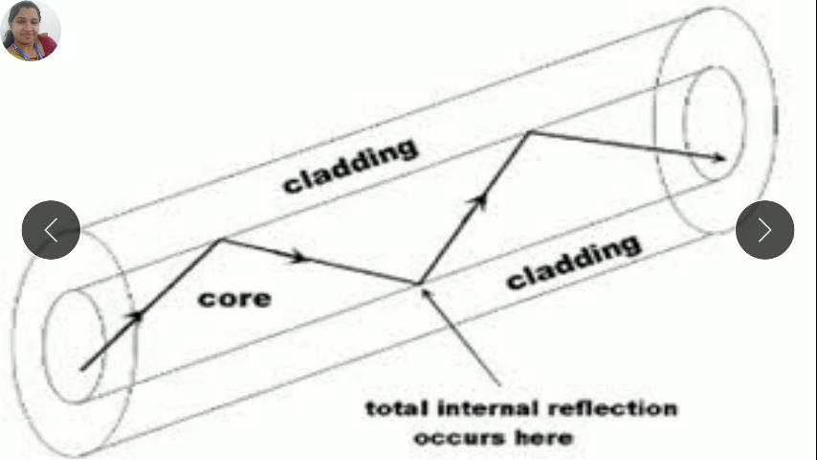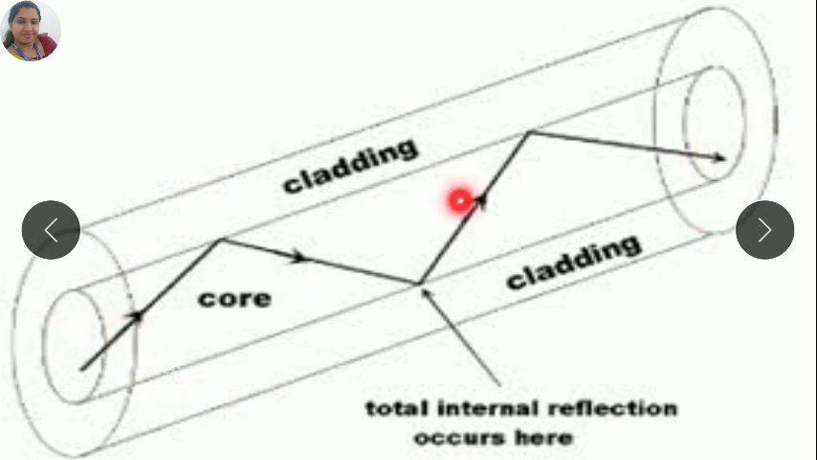That means the working principle of optical fiber is total internal reflection. Simply, we can say that when light enters this core, it is totally reflected back into the same medium from the core-cladding interface. This is the working principle of optical fiber. For this process, the refractive index of the core must be greater than the refractive index of the cladding. So this is the structure of optical fiber.